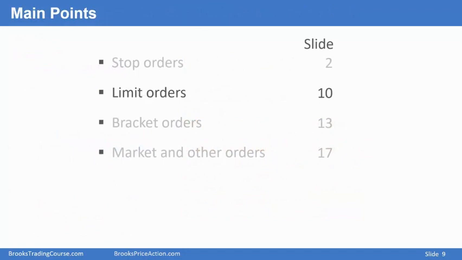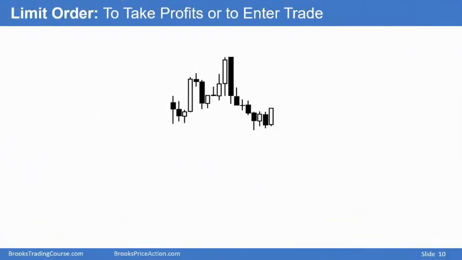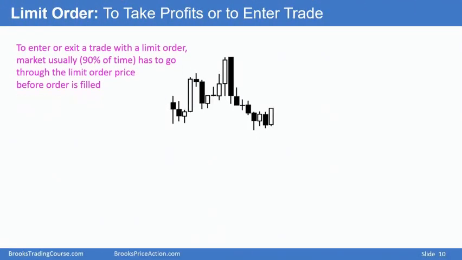I want to talk a little bit about limit orders. Beginners use limit orders to take profits. Experts can enter with limit orders as well. Unlike a stop order that becomes a market order as soon as your stop price is touched, the market usually has to go past a limit order for you to get filled. Maybe 90% of the time it has to go through the limit order before your order gets filled. 10% of the time, if it touches your limit order, you will get filled.